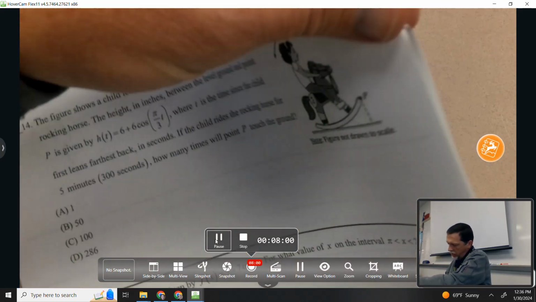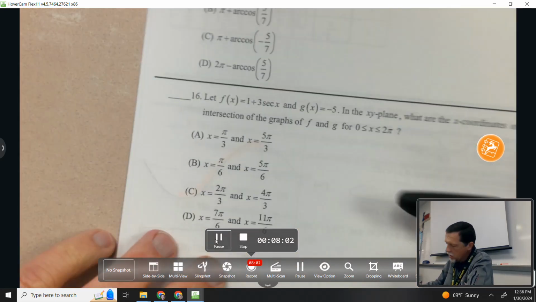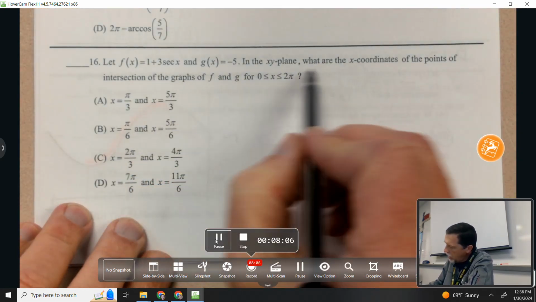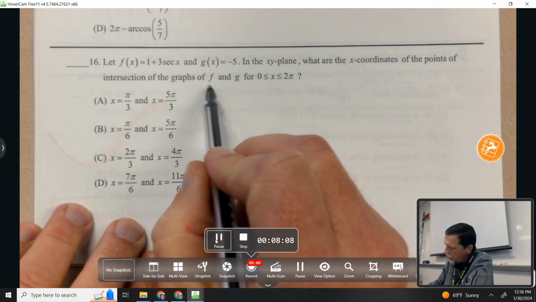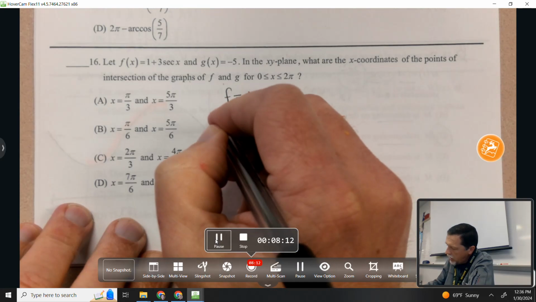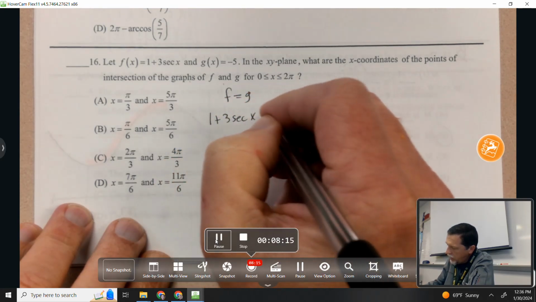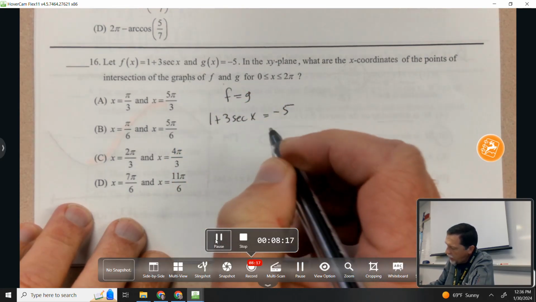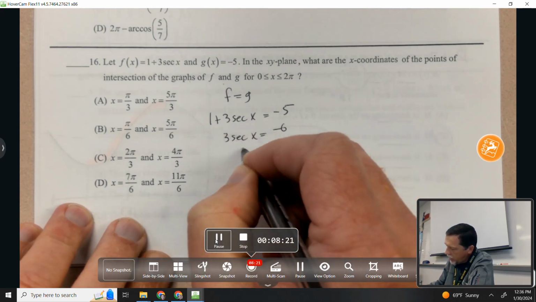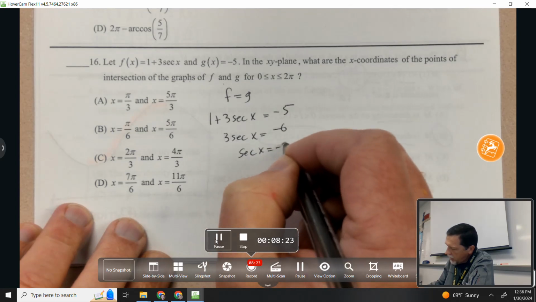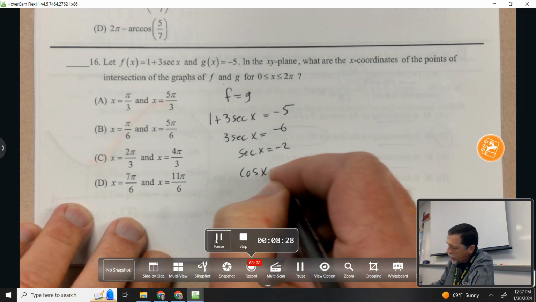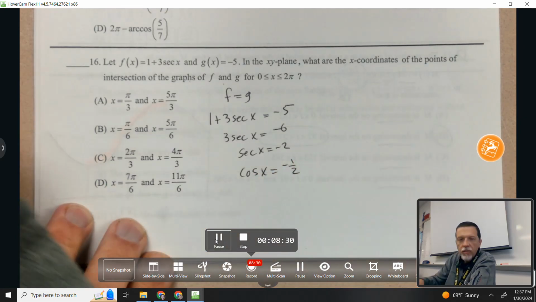Number 16. The intersection of f and g, well, that would be where f equals g. So 1 plus 3 secant of x equals negative 5. 3 secant of x equals negative 6. Secant of x equals negative 2, which I don't really want to mess with. I'd rather say cosine of x equals negative 1/2.